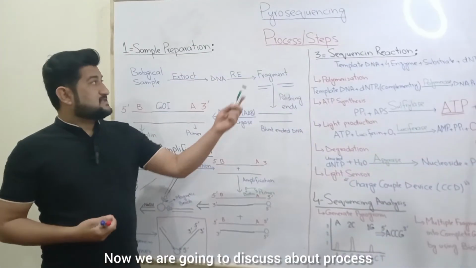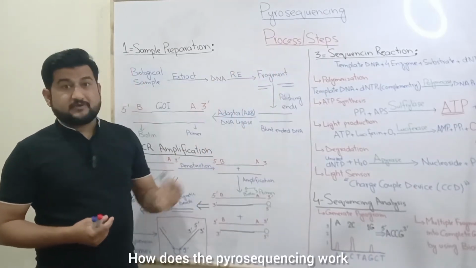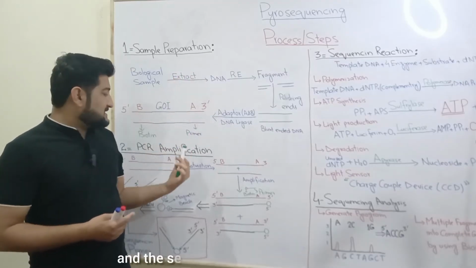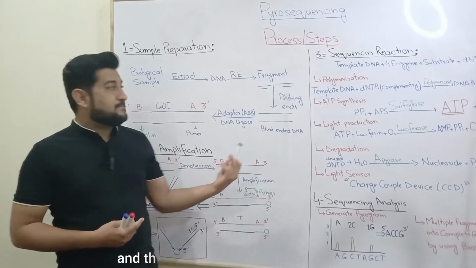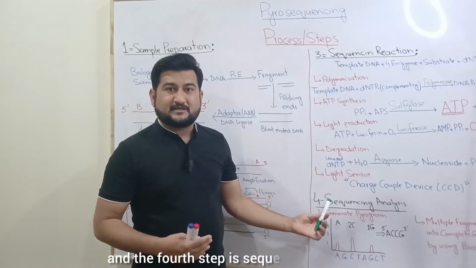Now we are going to discuss the process or steps involved in pyrosequencing. How does pyrosequencing work? There are the following steps. The first step is sample preparation, the second step is PCR amplification, the third step is the sequencing reaction, and the fourth step is sequencing analysis.